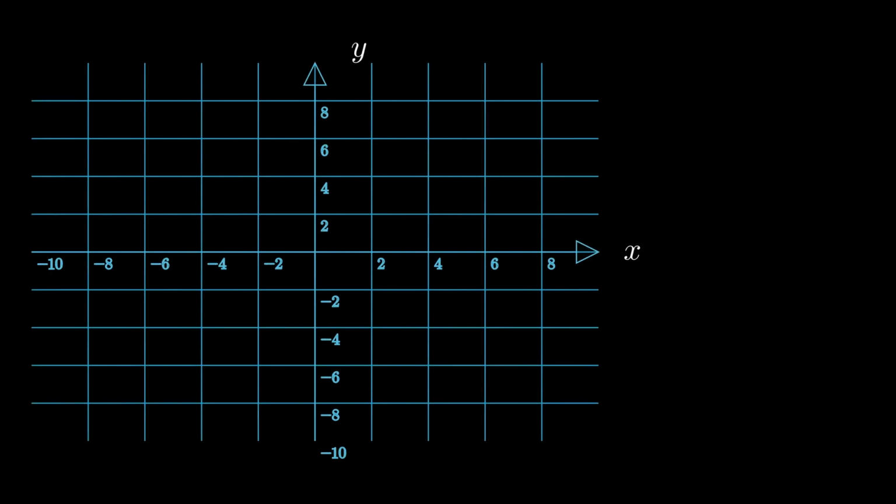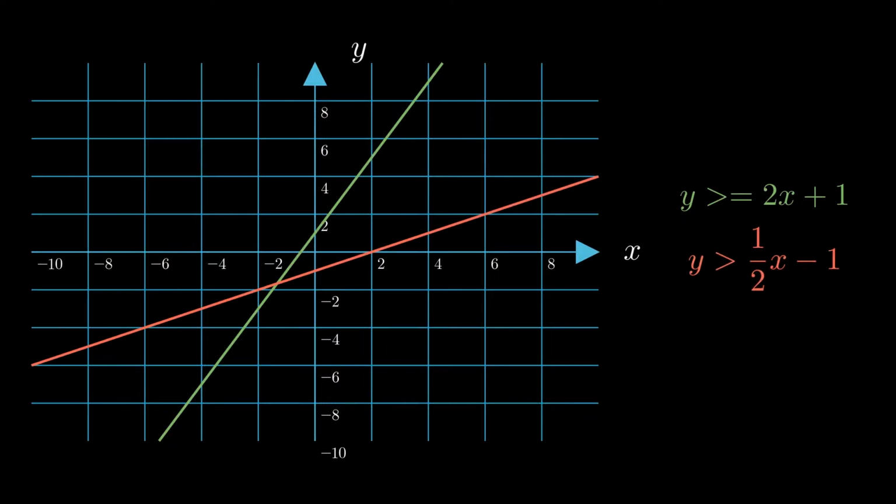First, let's draw the number plane for our lines. Now, let's draw our lines using some fun Christmas colors. We gotta keep math somewhat interesting. Let's draw a green line for y is greater than or equal to 2x plus 1, then a red line for y is greater than 1/2 x minus 1.